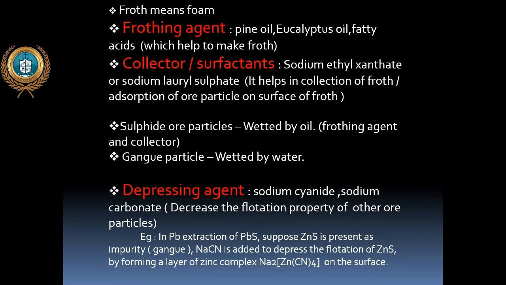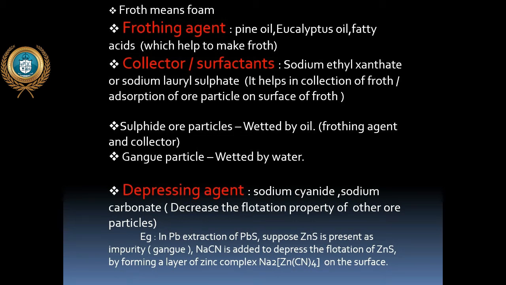Then we take a stirrer, or we rotate it with some fan. We continuously stir that solution, and it will create a foam, because we have added a frothing agent, pine oil or eucalyptus oil. It will make the froth. Now the foam forms. Along with this foam, the collector, sodium ethyl xanthate, adsorbs the sulfide ore and, along with the foam, comes to the top layer. Then down below there will be water, and some impurities will be there.